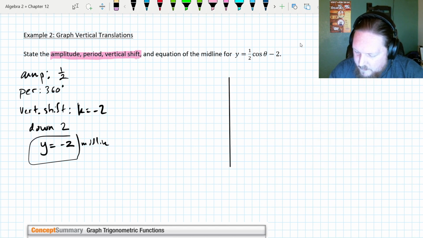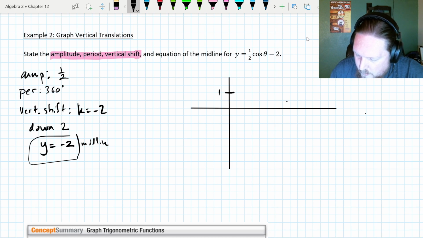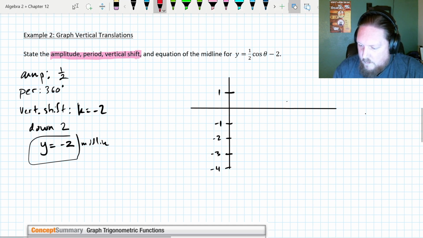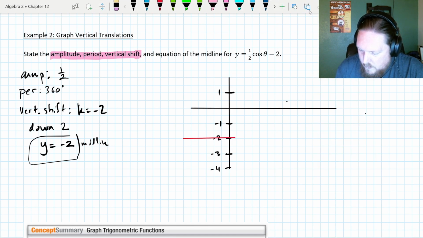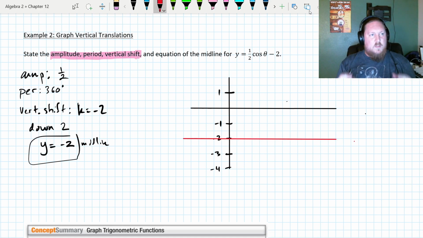And you can even start graphing from here because we just know the midline. I know I'm going negative, so let's go ahead and go negative here. There's 1, -1, oops, -1, -2, -3, -4. Okay. So if I have a midline at y equals -2, let's go ahead and draw it. That is going to be the center of my cosine.